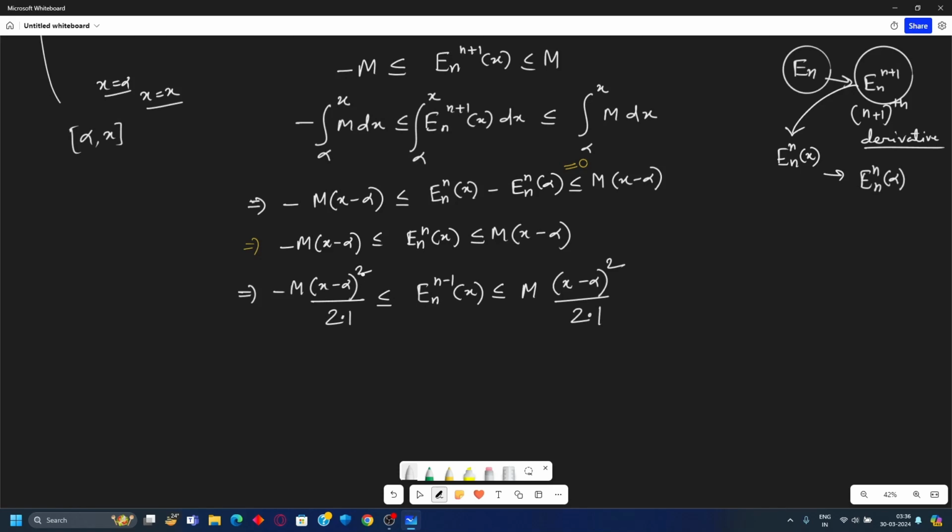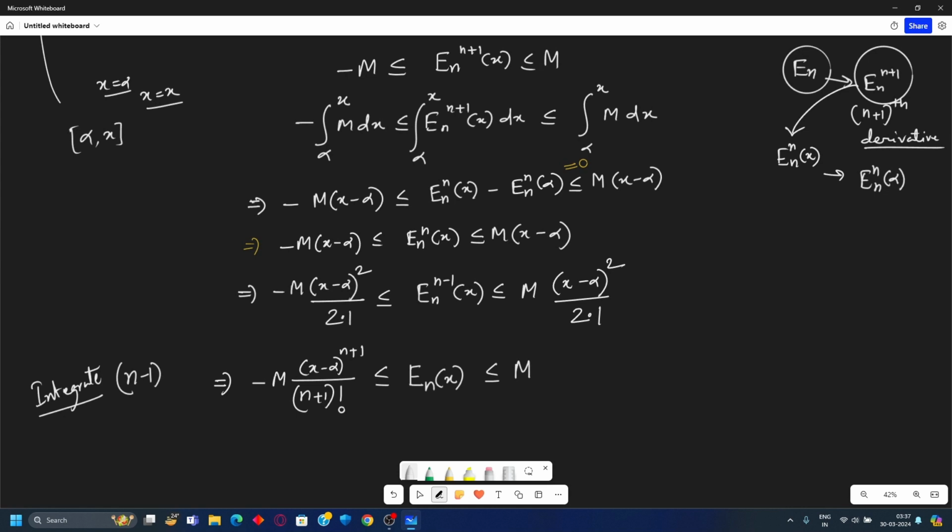Now look closely. We differentiated a second time, and this power became n minus 1. If we differentiate n minus 1 times, and then integrate n minus 1 times, this term should be M times (x minus alpha) to the power of n minus 1 plus 2, that is n plus 1, and in the denominator we should have (n plus 1) factorial. Easy? This n minus 1 should become our En of x, which should be less than M times (x minus alpha) to the power of n plus 1 by (n plus 1) factorial. So we got our result.